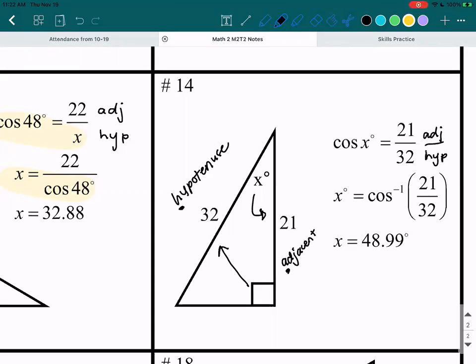They put cosine of x degrees is 21 over 32. Typing it into your calculator, if you want the angle, you type cosine inverse of 21 over 32, and the calculator will give you your answer, 48.99 degrees. Are there any questions on this one?